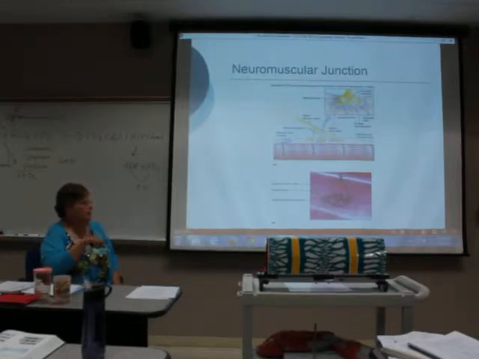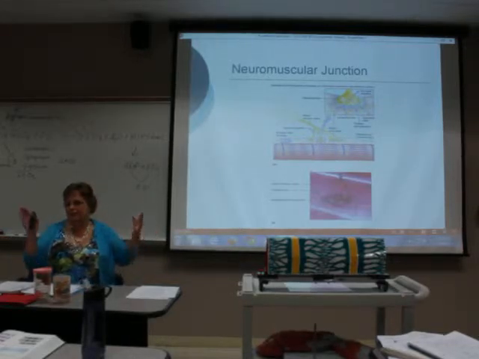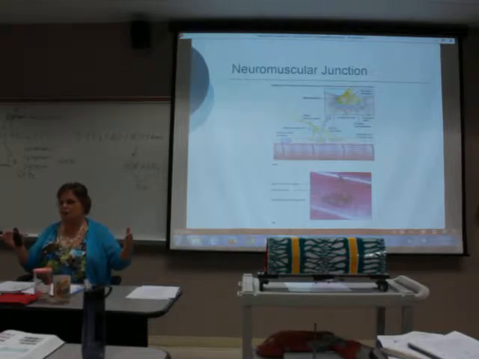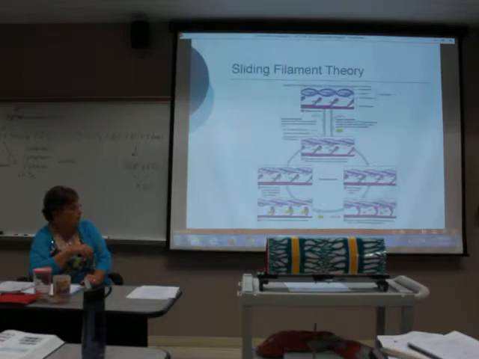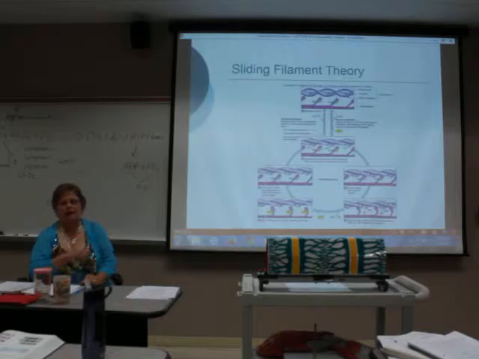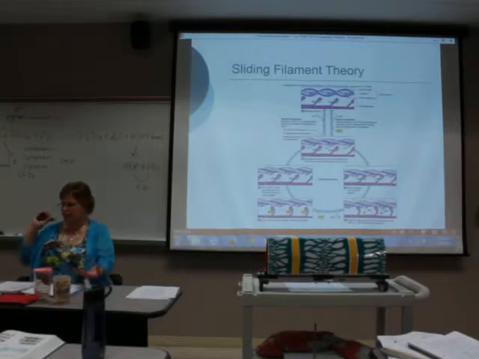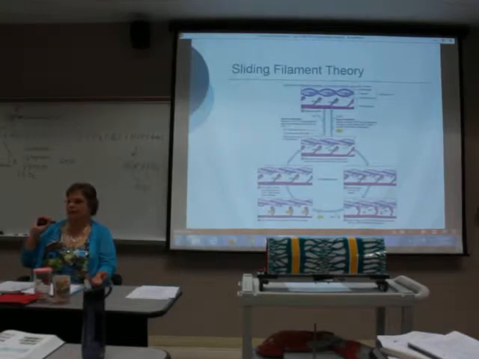At the end of the SR, what is there? The cisternae. And what's stored there? Calcium. Calcium's released. How's it going to go in? Through the T-tubules. And it hooks up with what? Troponin C. This pulls the tropomyosin off of the active sites.